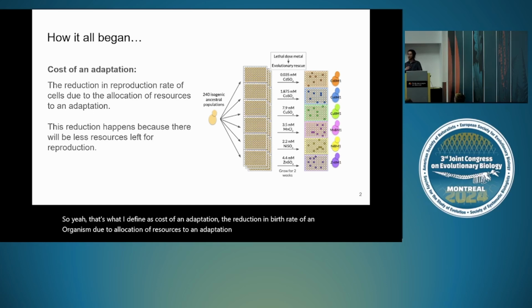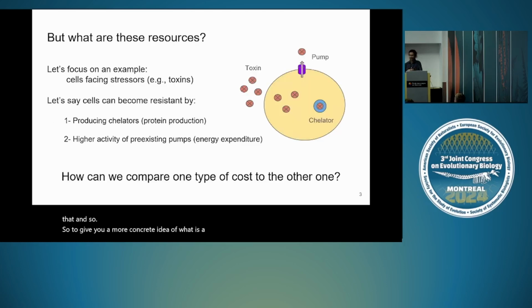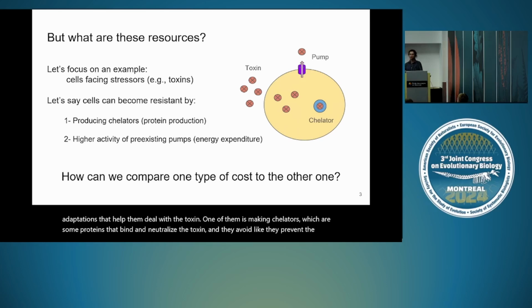So I became interested in studying that. To give you a more concrete idea of what a resource is, let's focus on this example. Let's say we have some cells that are dealing with a toxin, and they can have two hypothetical adaptations that help them deal with the toxin. One of them is making chelators, which are proteins that bind and neutralize the toxin, and they prevent the harm. Making chelators requires making proteins, which needs amino acids, energy, and action of ribosomes. On the other hand, let's say cells can make pumps that they already have more active to pump out the metals, and that only requires allocation of energy.